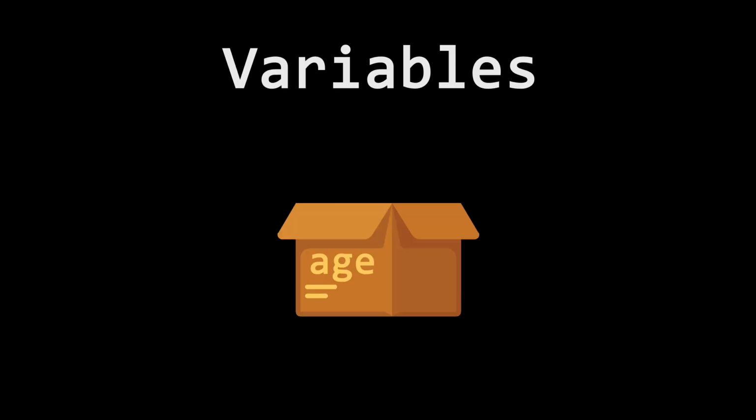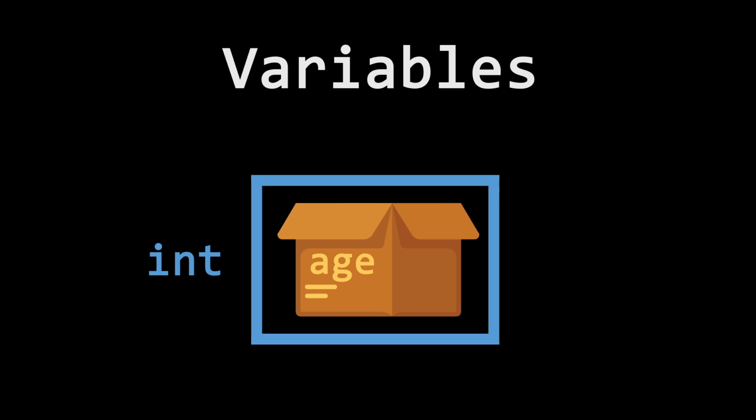You can think of a variable as a box with a name that can hold a value inside. This value can be replaced, but the box can hold only one value at a time. The box can only hold a certain type of value, in this case a whole number, or integer, which we call int in C. So a variable is made up of three things: a name, a type, and the value it holds.